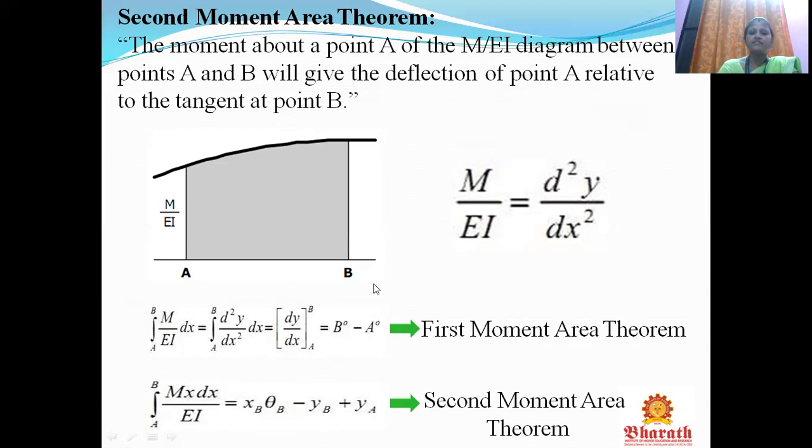Next is the second moment area theorem. Again they are using the same equation, with double integration using the limits from A to B, that is Mx into dx divided by EI, which is equal to, with respect to x, x to the power of b as the upper limit. So in the second moment area theorem, we have to get the slope, that is theta B, minus deflection, that is yB plus yA. So yB is the deflection at point B, and yA is the deflection at point A. This one is the second moment area theorem.